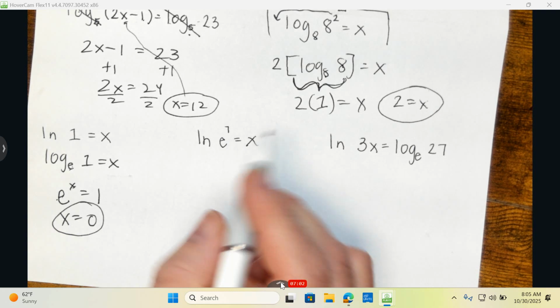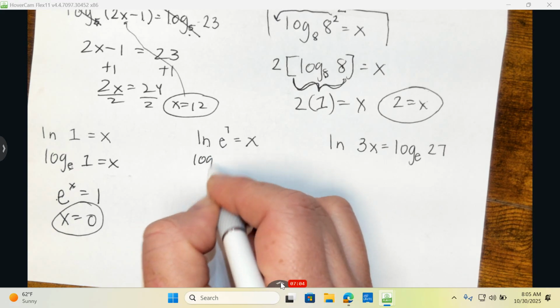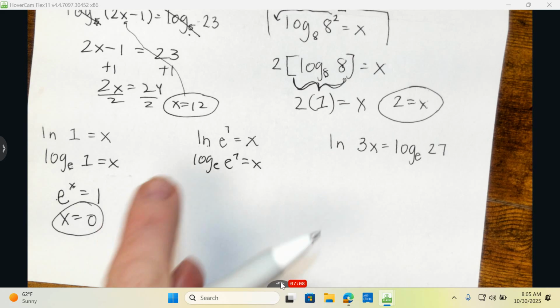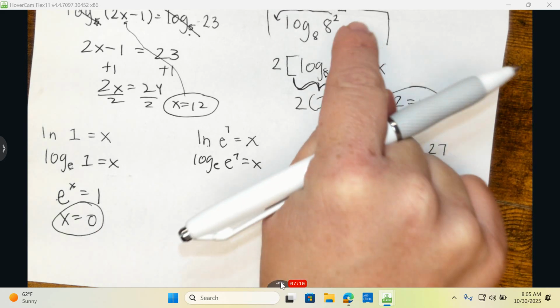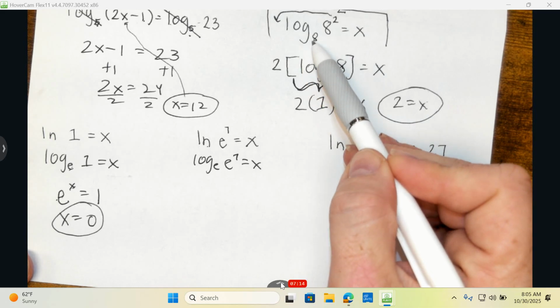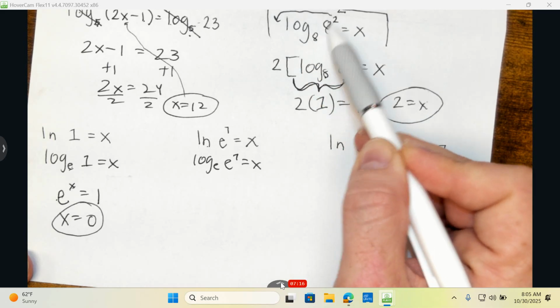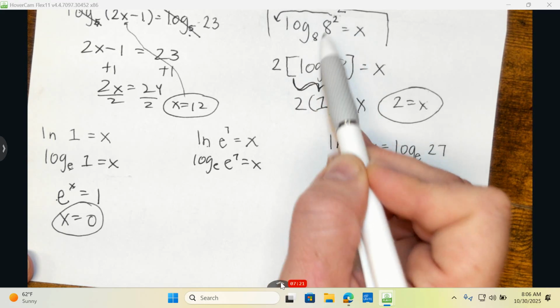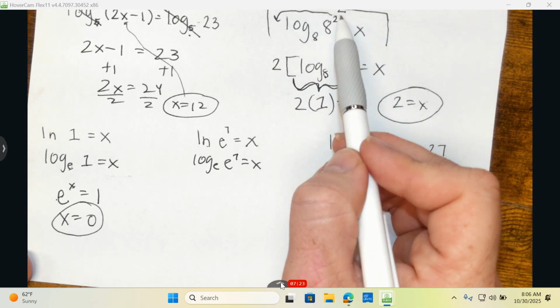Likewise, with the next example, I'm going to rewrite the natural log as log base e of e raised to the 7 equals x. This example is going to mirror this example. And what do I mean by that? Whenever we have the log and these two values are the same, we're always able to take whatever this exponent is. In fact, these don't even have to be the same. It's just making it easier for this particular example.